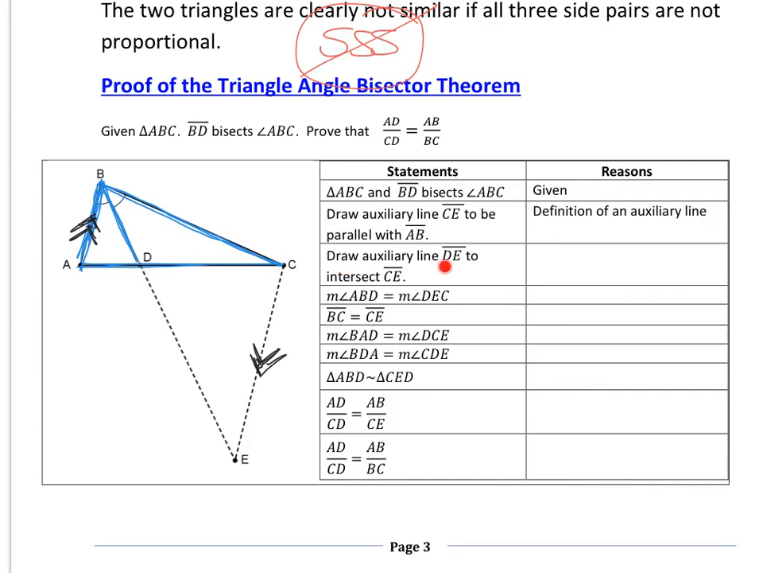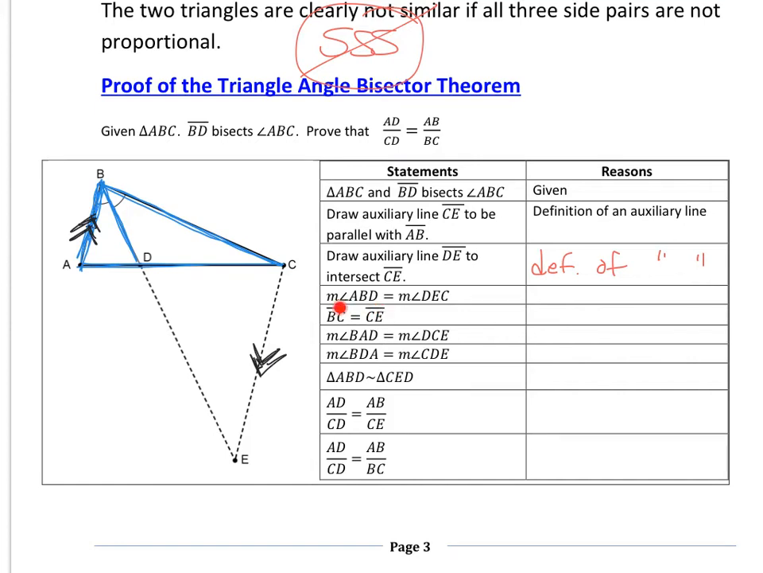Next, I'm going to draw another auxiliary line DE, and I'm just going to extend that angle bisector all the way down until it intersects with this CE parallel line that we have already drawn. So again, that's a definition of an auxiliary line. It's just helping aid my proof here in some way.